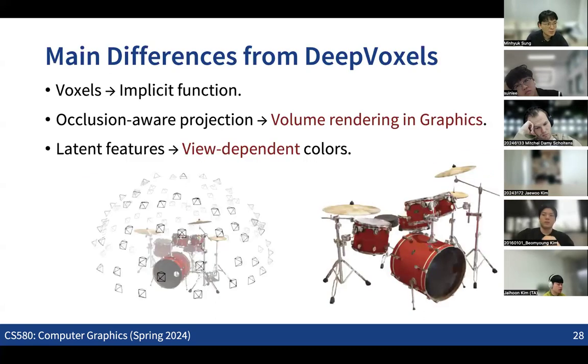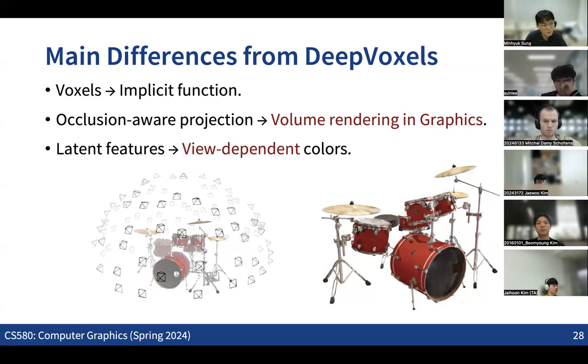When you look at the differences between NeRF and DeepVoxels, there are multiple major differences. One key difference is that we are not going to use voxels, but an implicit representation, which gives more efficiency in terms of consuming less memory. It's also resolution free. We don't need to specify a specific resolution for all the 3D voxels, but we can have some resolution for the 3D outputs.